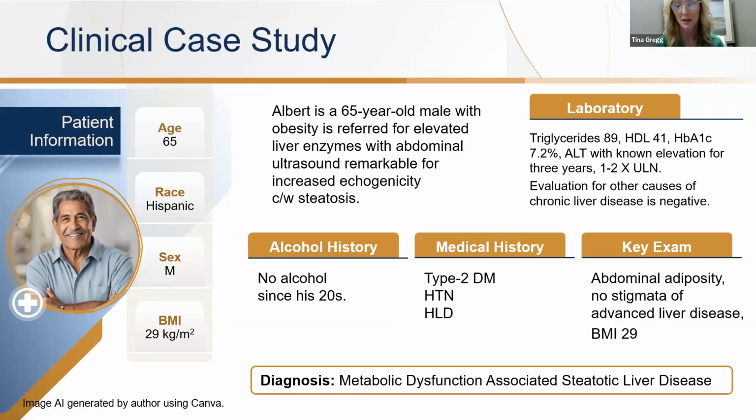These are components of metabolic syndrome that we typically see with MASLD. His physical exam does show some abdominal adiposity. There's no stigmata of advanced liver disease. And again, his BMI is 29, not obese, but he's heading in that direction. So taking all of this into consideration, we're able to diagnose Mr. Albert with metabolic dysfunction associated steatotic liver disease, which we also know as MASLD.